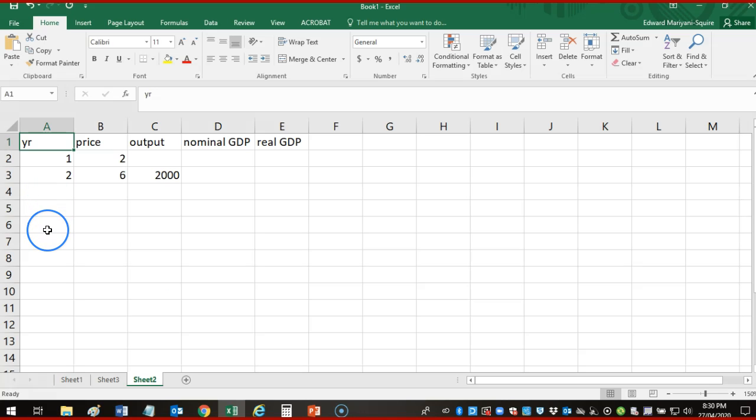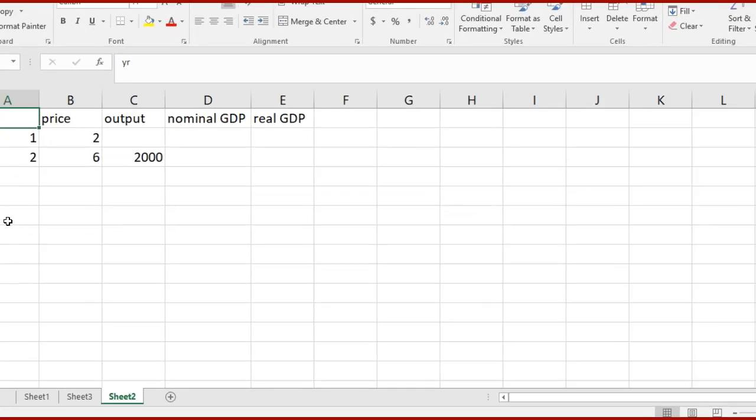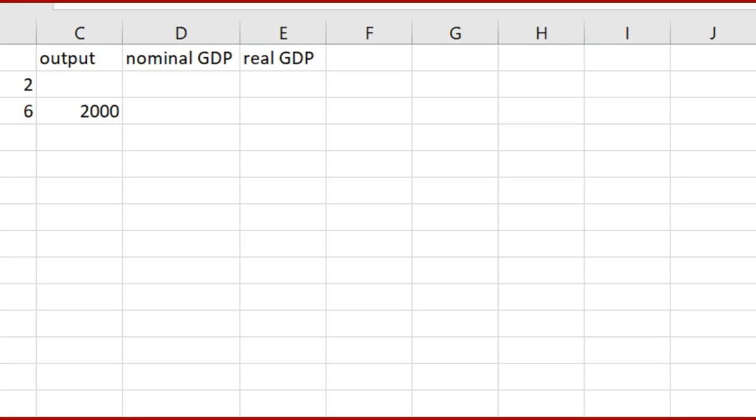So here we have the data that was in the question, and we need to calculate nominal GDP. We calculate nominal GDP, we can put it in here, is equal to the price times the quantity. It's very simple. The price in the year we're interested in, year 2, multiplied by the quantity. Voila.